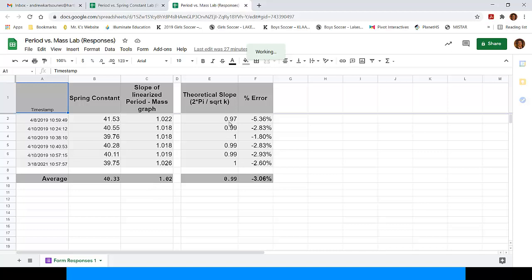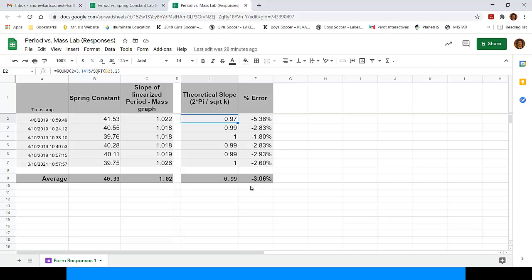Here are the theoretical slopes, taking 2 pi over the square root of the spring constant. And again, you can kind of see that here, 2 times pi divided by the square root of the spring constant column, right? And then here are the percent errors. And although we had one little outlier here, we ended up with about a 3% error overall. So again, pretty darn close to matching here. Should convince you that the derivation and the experiment are both predicting reality.